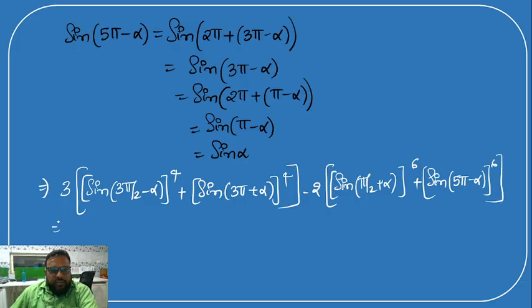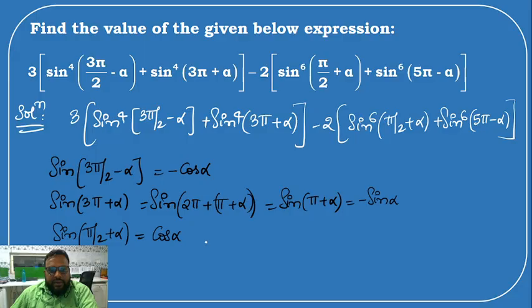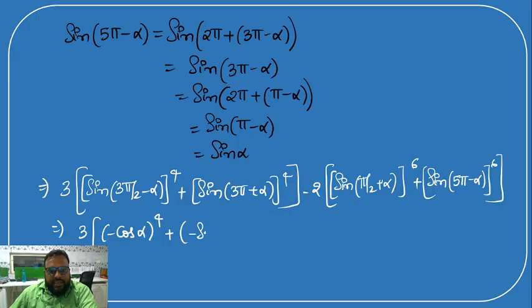Now we will substitute all this. So 3 into sin of 3 pi by 2 minus alpha, I got it as minus cos alpha. So I will write this as (minus cos alpha) to the power of 4, plus sin of 3 pi plus alpha is (minus sin alpha) to the power of 4, minus 2 into sin of pi by 2 plus alpha is cos alpha, so (cos alpha) to the power of 6, plus sin of 5 pi minus alpha is sin alpha.